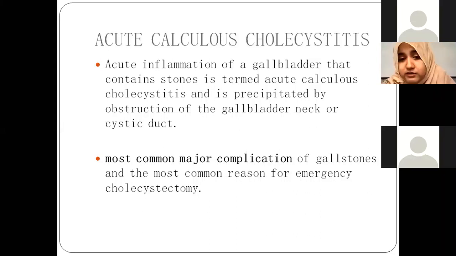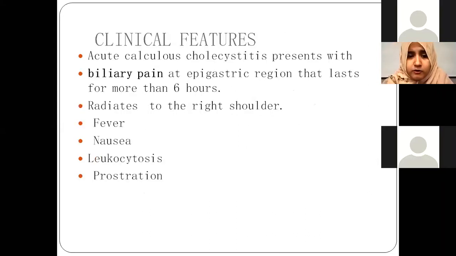This is one of the major complications of gallstones and needs to be treated with cholecystectomy. Now, talking about the clinical features that you must know, there is biliary pain. What is biliary pain? It's an intense colic-like pain, and there is severe tenderness and guarding. The patient may get into abdominal obstruction. And one more thing you should know: it is in the epigastric region and lasts for more than 6 hours. It's a severe kind of pain that can last for hours, and it radiates to the right shoulder with fever, nausea, leukocytosis, and prostration.